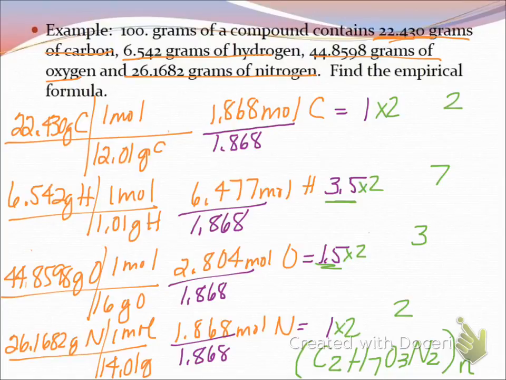Now, if you calculated that and it came out to, like, 1.07, that's close enough to 1. It's when you start getting like 0.25 and above that you need to do that.